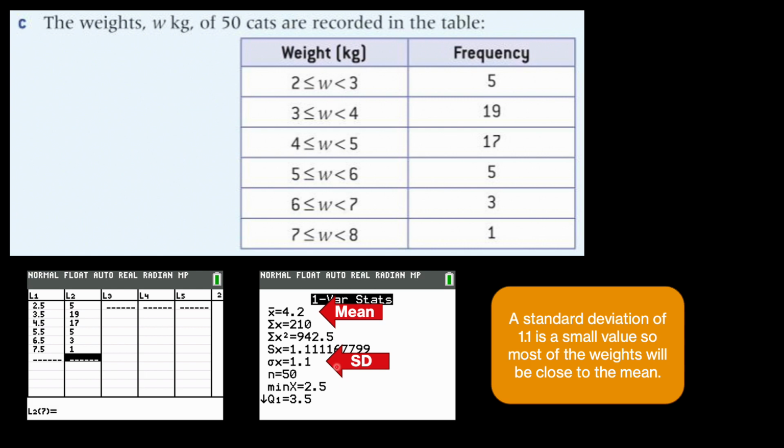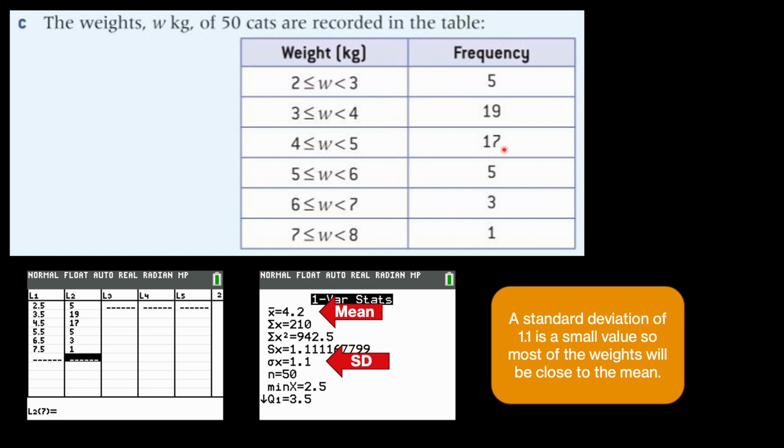There's our mean, there's our standard deviation. Notice the standard deviation is lower than even the other one. So that shows that with a standard deviation of 1.1, it's a small value, so most of the weights will be close to the mean. And we see that here. Most of the weights are around 4.2.